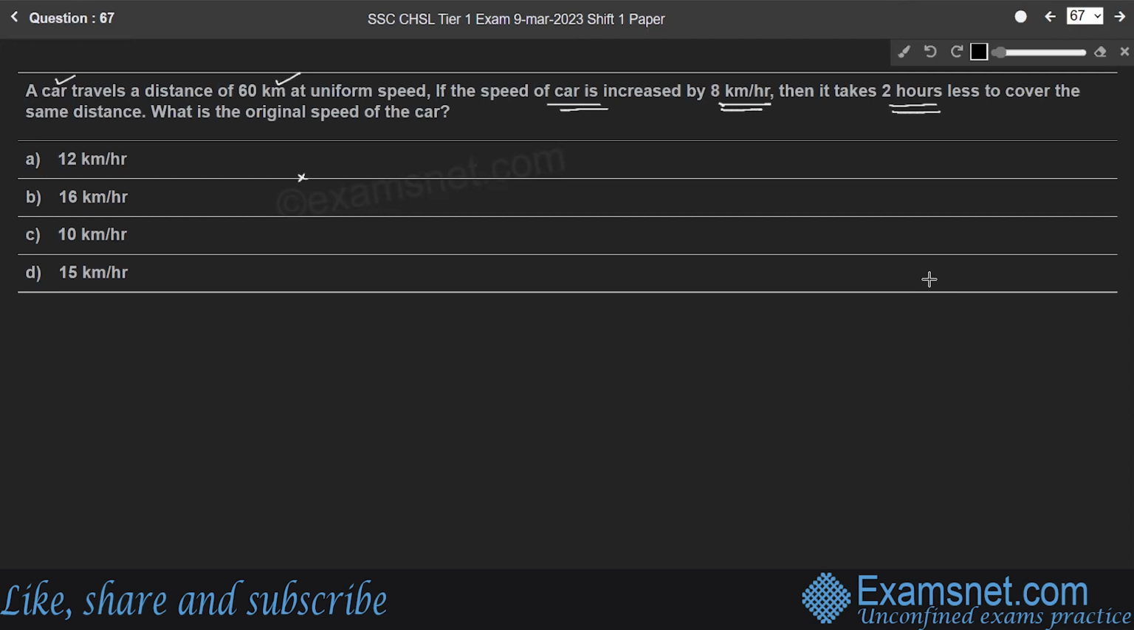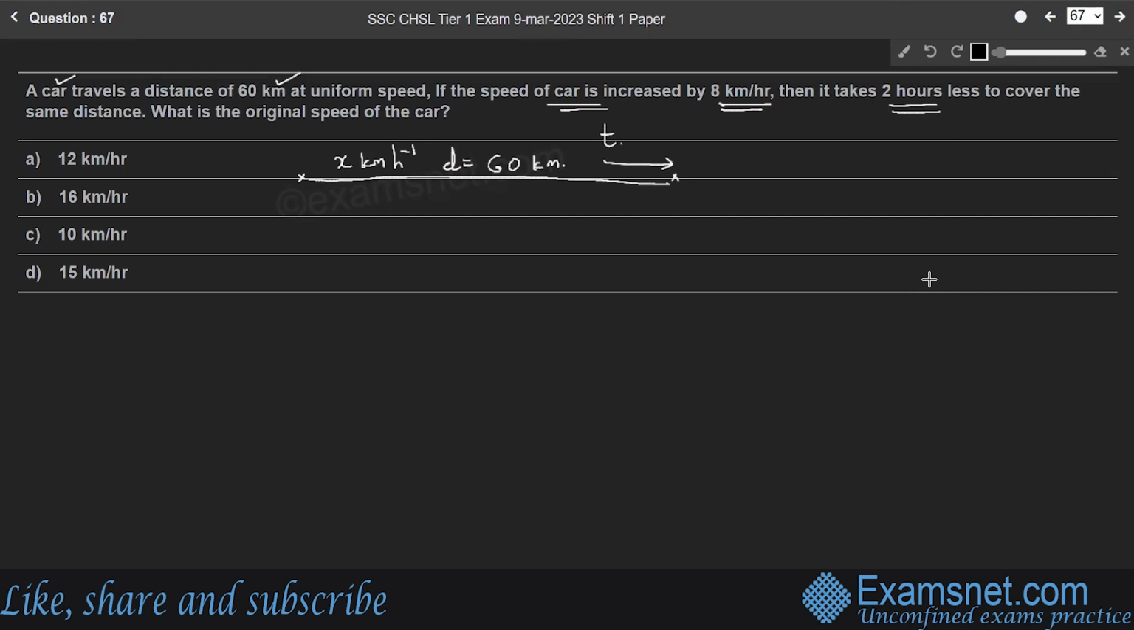So let us consider 2 points and the distance between them. Distance between 2 points be 60 kilometers, right? So car travels a distance of 60 kilometer at uniform speed. So let us consider x kilometer per hour be the uniform speed of the car, right? So let D be the distance covered by the car, and to cover D distance, 60 kilometer, let T be the time taken by the car, right?